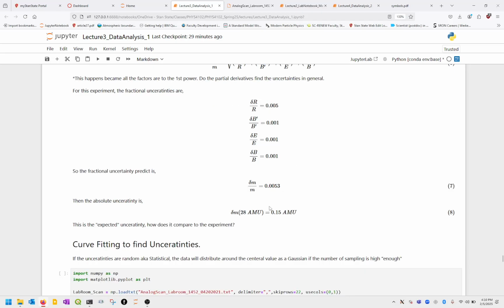Right? And then if you evaluate, we're concerned with this number at 28 AMU, so we just multiply this by 28 AMU. So the uncertainty in AMU is actually about 0.15. Okay? So that's the theoretical, that's what the manufacturer claims it should be accurate to. And we can see it, hopefully. Well, we'll see what it is in the data, okay?